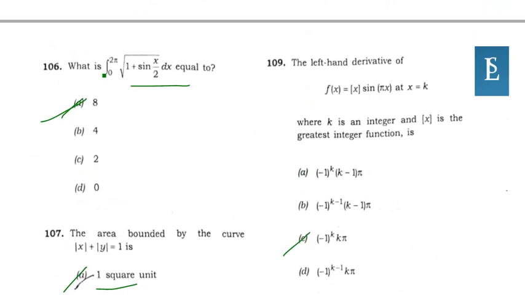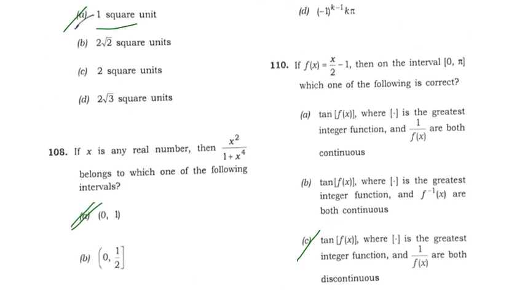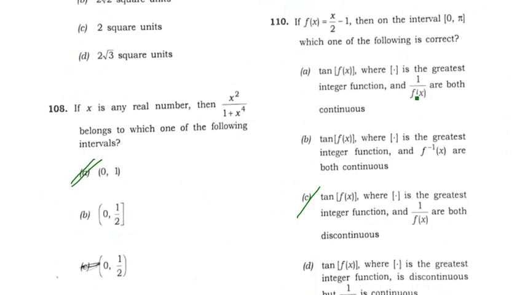Next question: the left hand derivative of f(x) equal to mod x sin pi x at x equal to k, where k is an integer and mod x is the greatest integer function, is minus 1 whole power k pi. This is how you can solve. If f(x) equal to x by 2 minus 1, then on the interval 0 to pi, which of the following is correct? So C option is right: tan f(x), where the bracket is the greatest integer function, and 1 upon f(x) are both continuous.